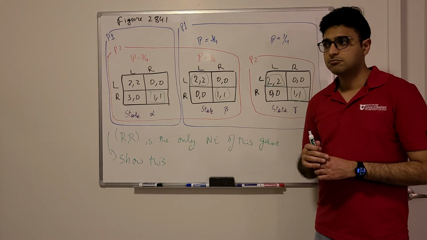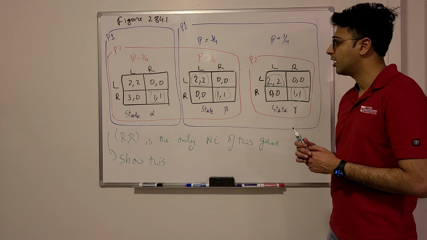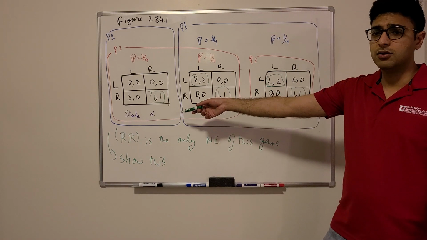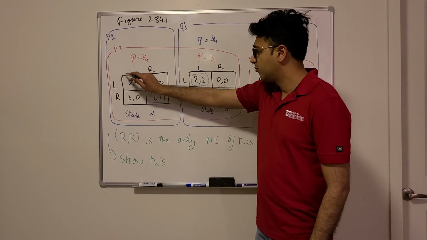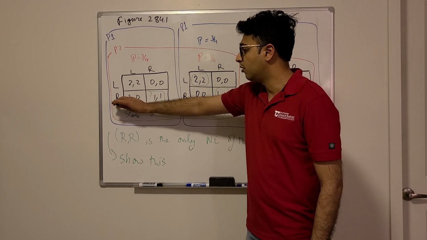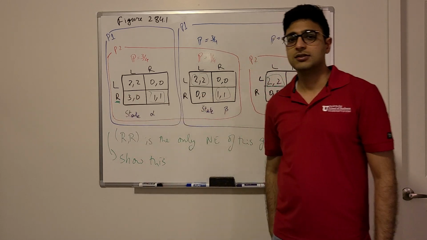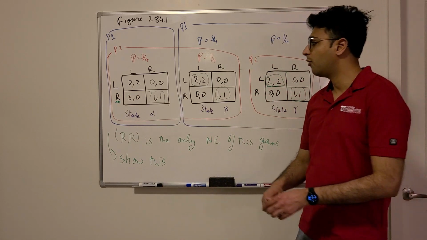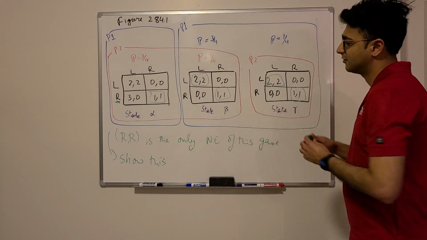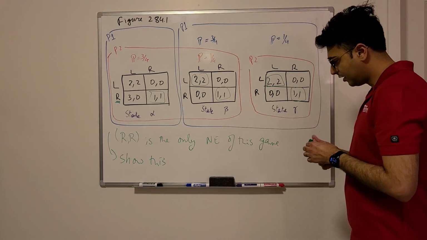So let me show you what happens. Actually, player 1 type 1 you can already see. Player 1 type 1 has a dominant strategy of playing right. And that's going to infect everything else.